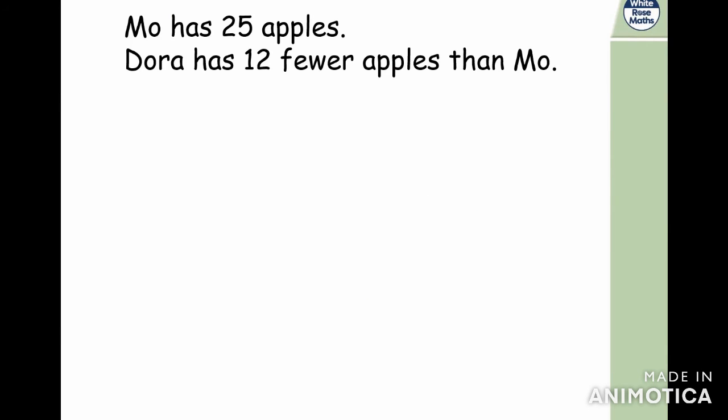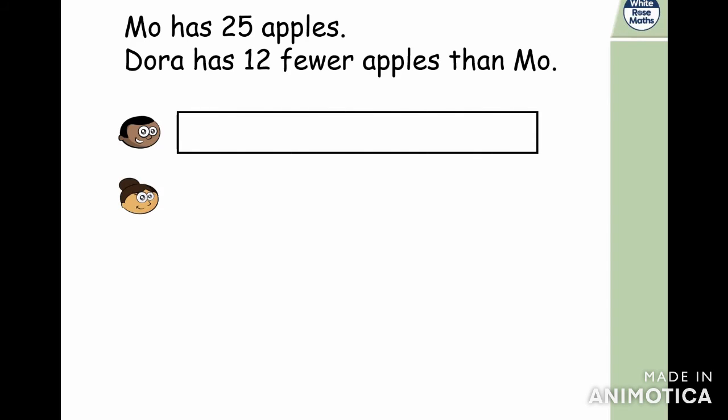Mo has 25 apples and Dora has 12 fewer apples than Mo. Let's have a look at Mo and Dora. Okay, how are we going to represent this? I could draw Mo's 25 apples, but that maybe isn't the most efficient method. Perhaps I should draw a bar instead, representing 25 apples.